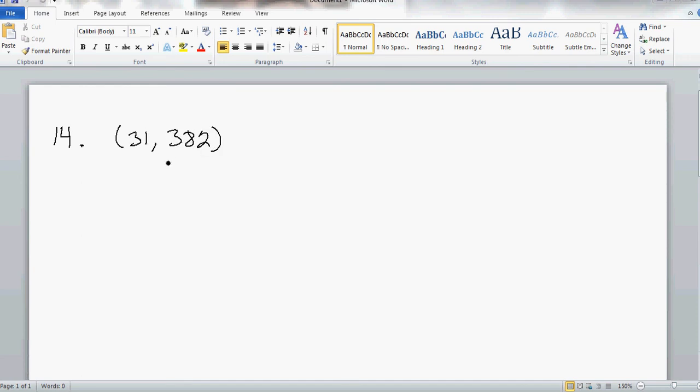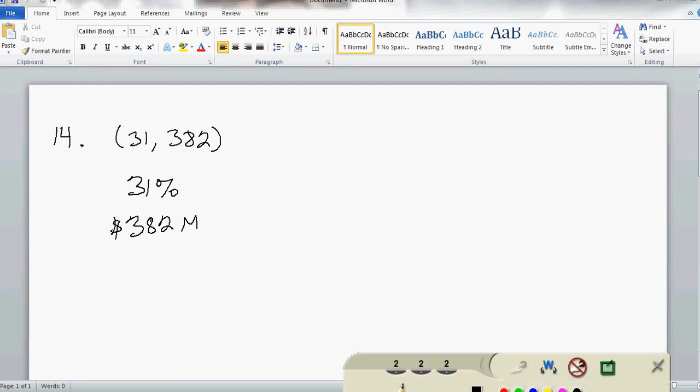And so the question becomes, what tax rate produces the maximum revenue? 31%. What is that maximum revenue? $382 million. Just picking the information that I needed to pull out of that problem.